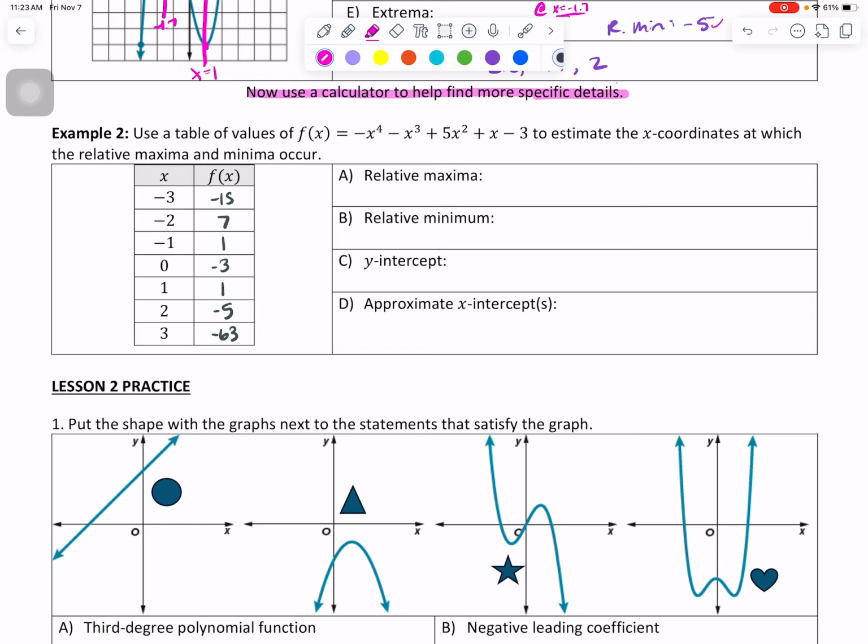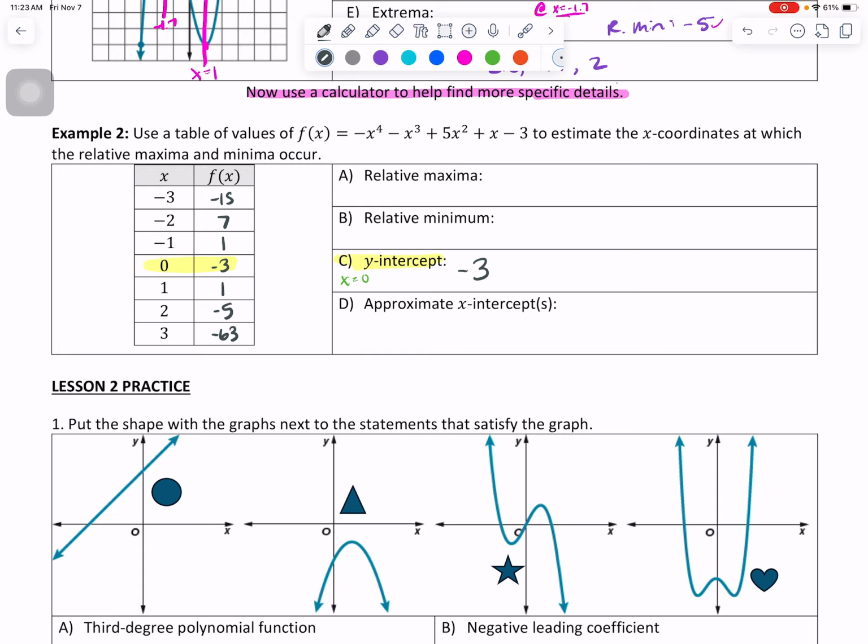Hopefully, you can look at this table and find C. Remember, the y-intercept is when x equals 0. Well, the table kind of tells us that right here. So our y-intercept is -3.